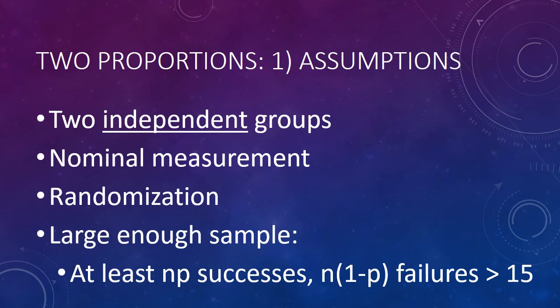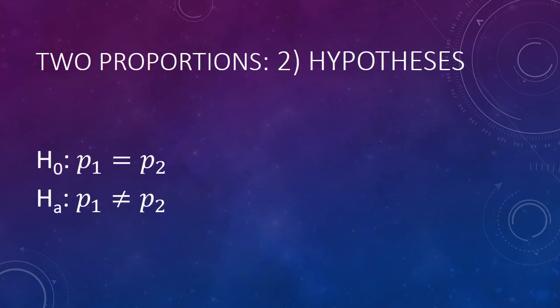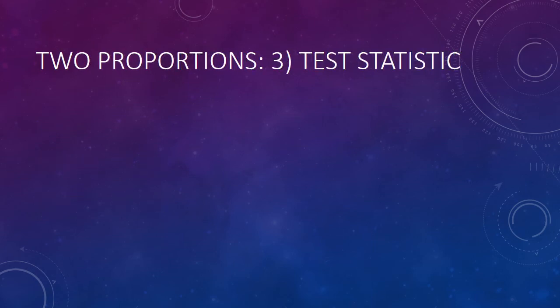So our hypotheses are much like the hypotheses for the test of two means, except here we're talking about proportions. So our null hypothesis is that the proportion for group 1 is the same as the proportion of group 2. And our alternative hypothesis is that the two proportions are different. So let's take a look at our test statistic. As before, we're going to take the difference between the two estimated proportions for group 1 and group 2 and divide by a standard error.